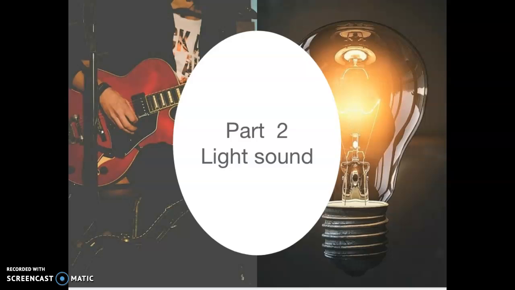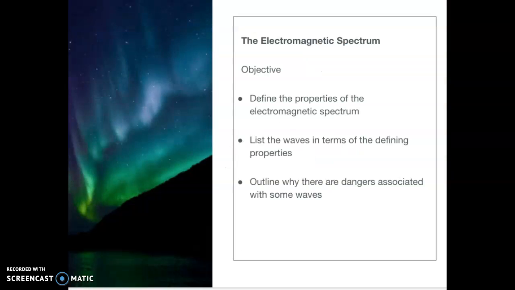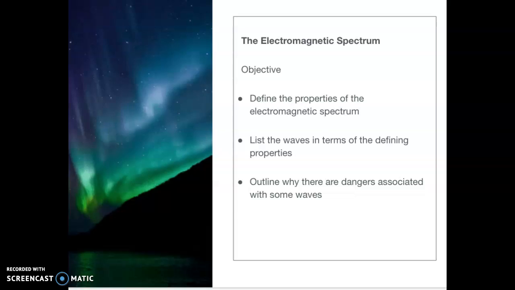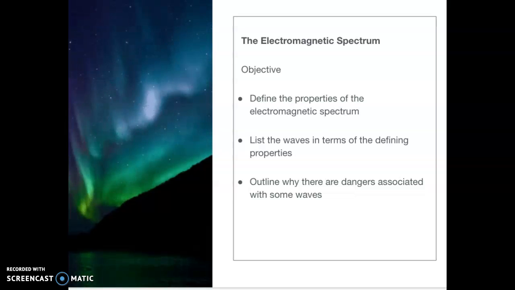Welcome to part 2, and in part 2 we're going to go over light and sound, two very important examples of waves. We'll start with light, or specifically the electromagnetic spectrum. In a project that I'll explain in a moment, you're going to be defining the properties of the electromagnetic spectrum, listing the waves in some kind of order using the defining properties, and outlining and thinking about the dangers associated with those waves.